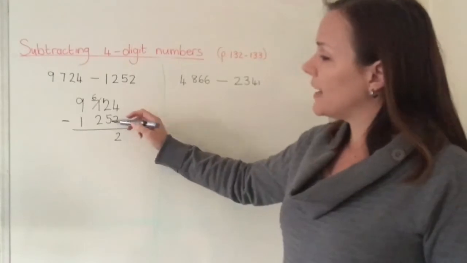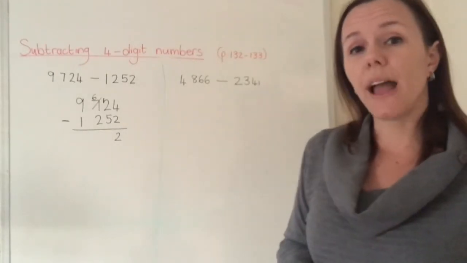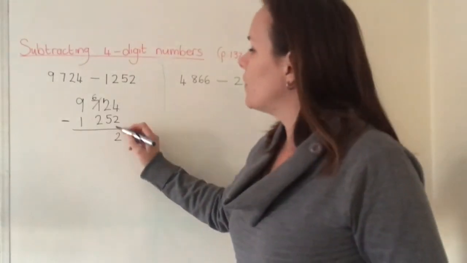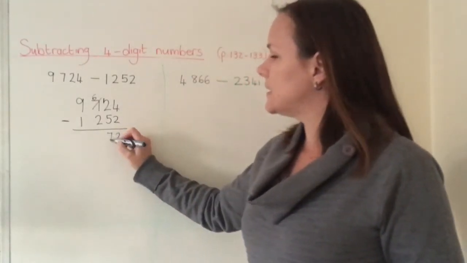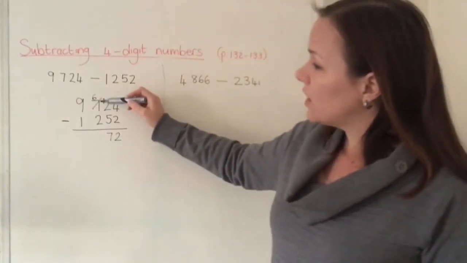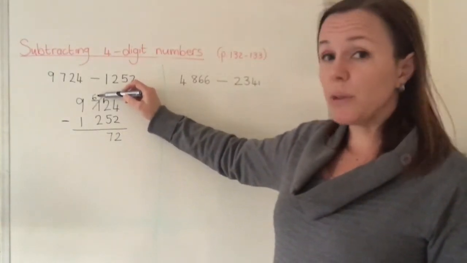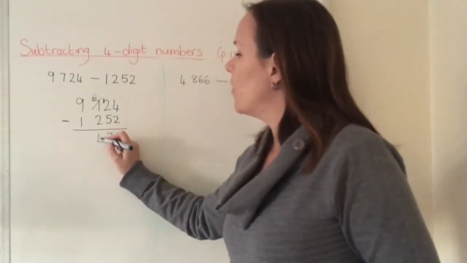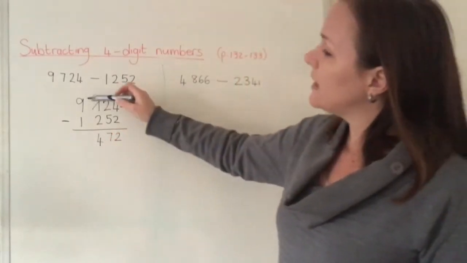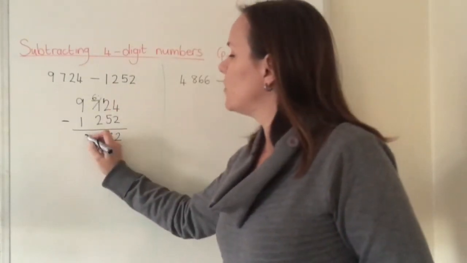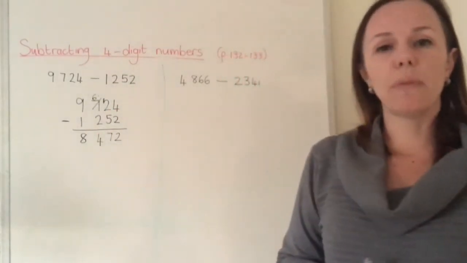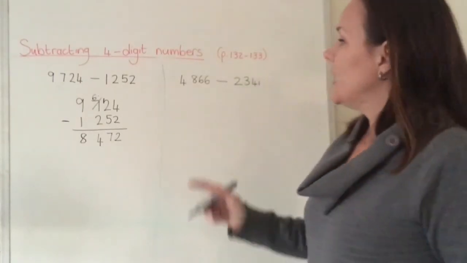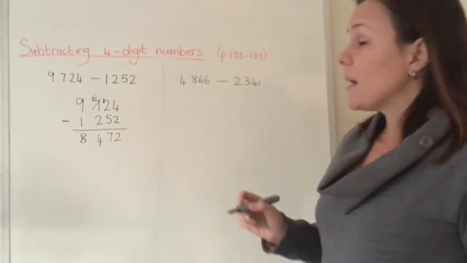So 12 minus 5, if I have 12 apples, can I give 5 to my husband? Absolutely. 12 minus 5 is 7. Now I'm not going to use the 7, I'm going to use the 6 because I borrowed 1. So 6 minus 2 equals 4. And then 9 minus 1 equals 8. And there's my answer, 8,472.